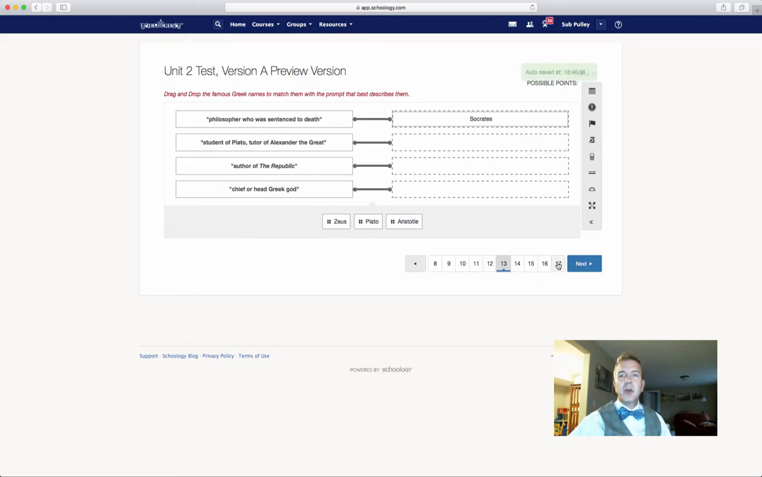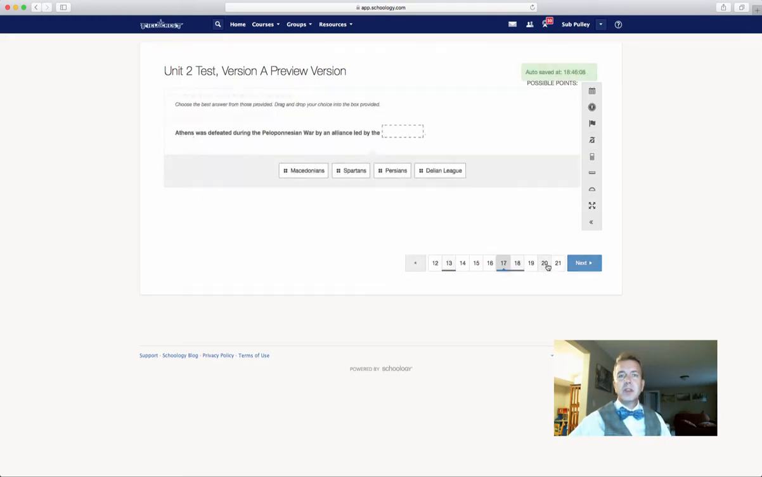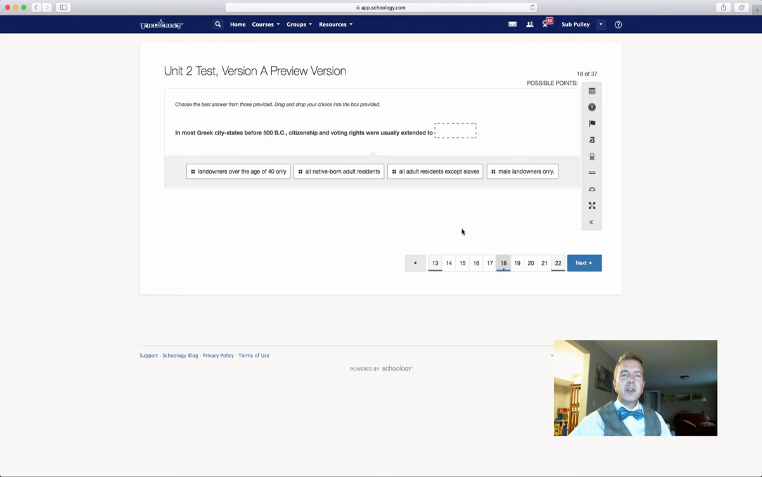Another thing I want to show you is in this question. Here it is. In this question, I tried to include a variety of ones. This one is a drag and drop fill in the blank question. The correct answer for this is: in most Greek city-states before 500 BC, citizenship when voting rights were usually extended to, and the correct answer is male landowners only. And so I'm going to drag that up here, but what happens is, oh, I only see male and land and then dot, dot, dot.